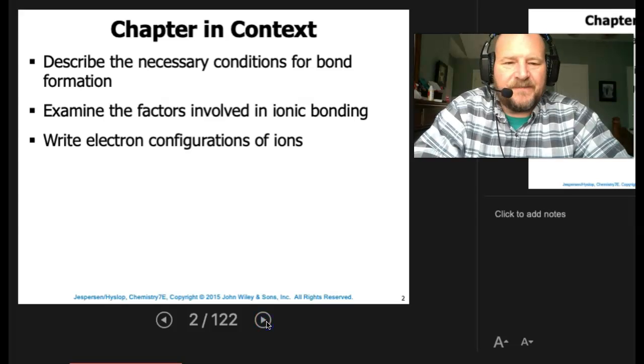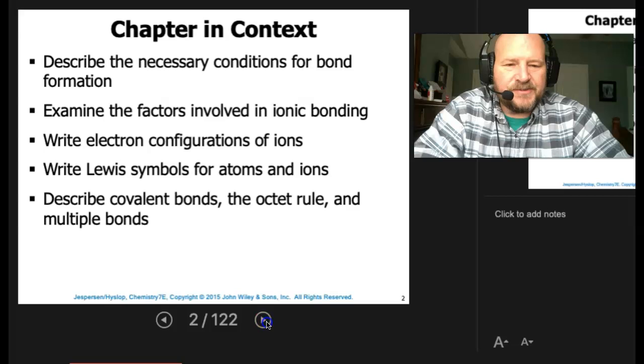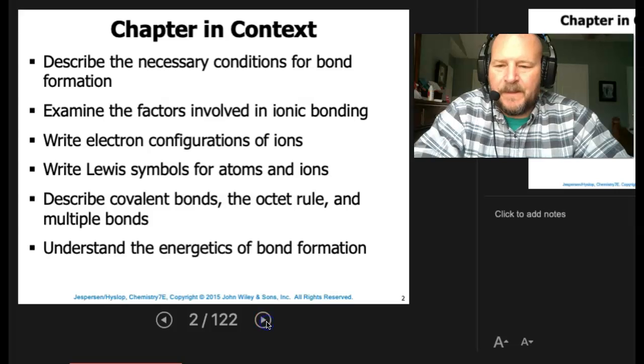We'll write electron configurations for ions. Some of you might already be able to do that. We'll draw Lewis symbols for atoms and ions. We'll look at dot structures. Describe covalent bonds, the octet rule, and multiple bonds. And again, if you had 110, you'll probably be able to do a lot of that already. We're just going to expand on it.